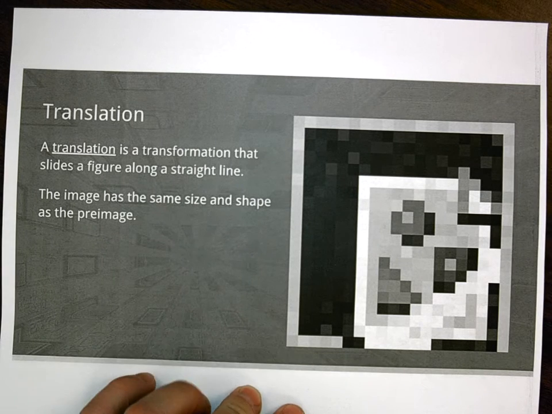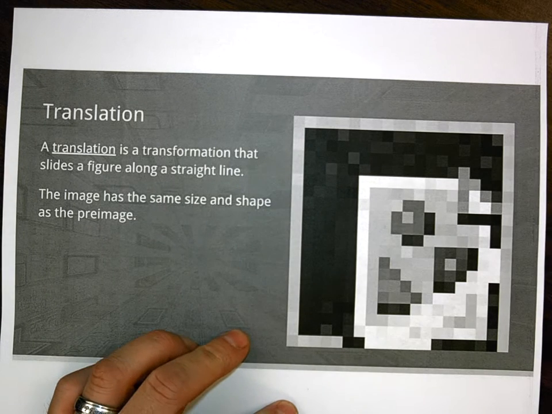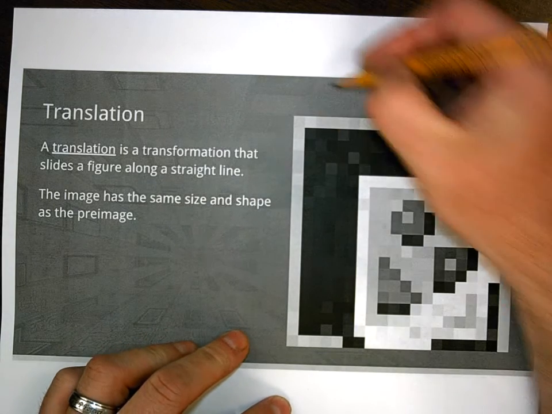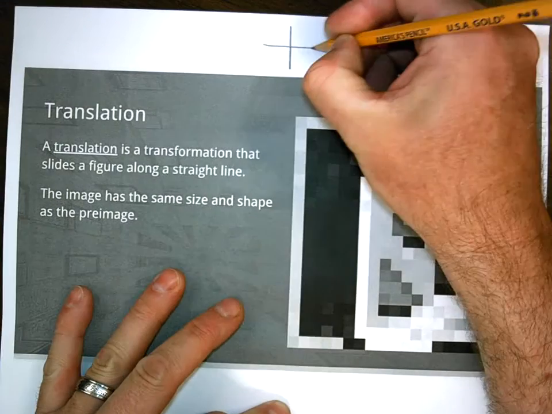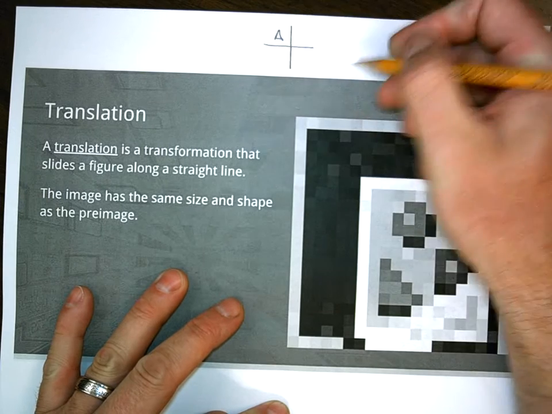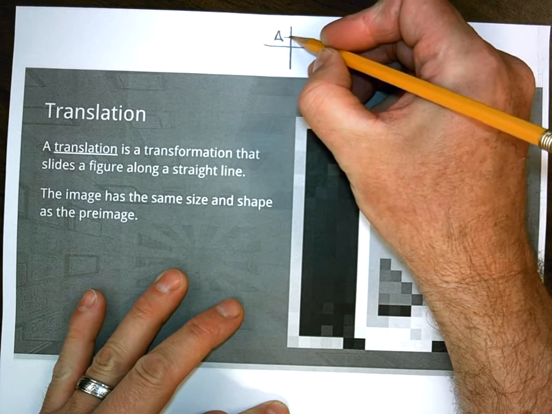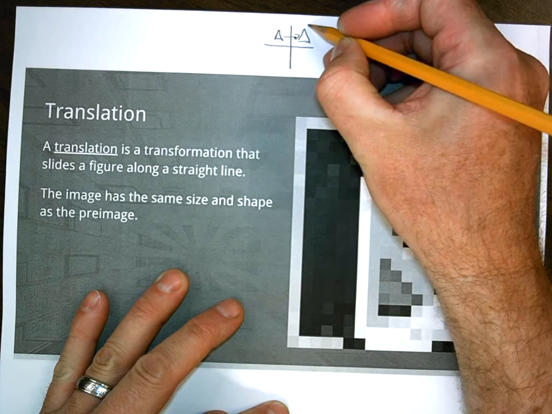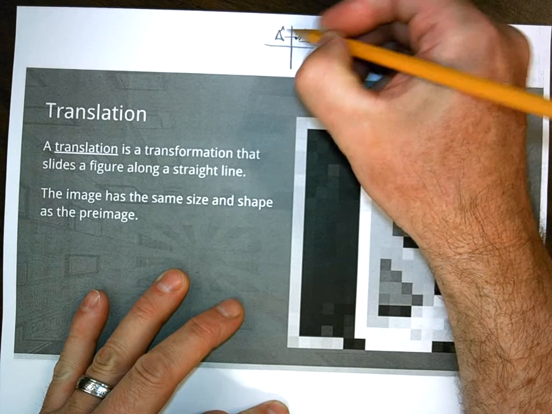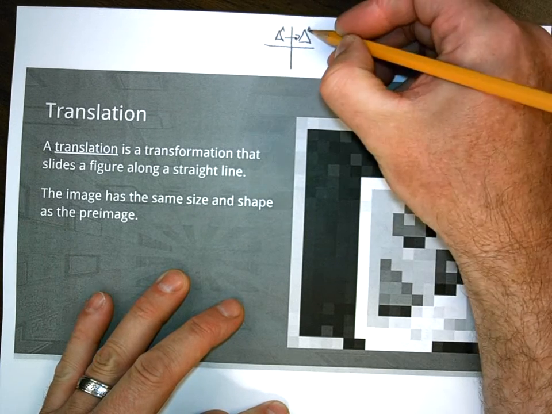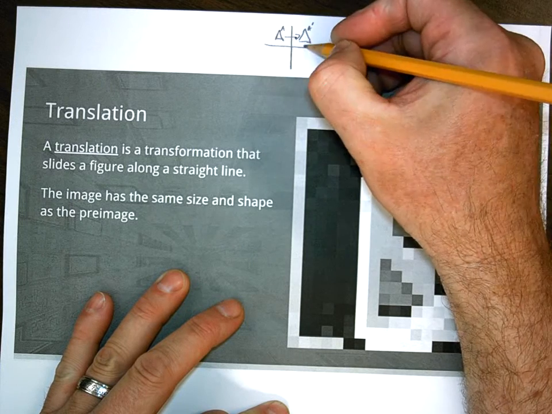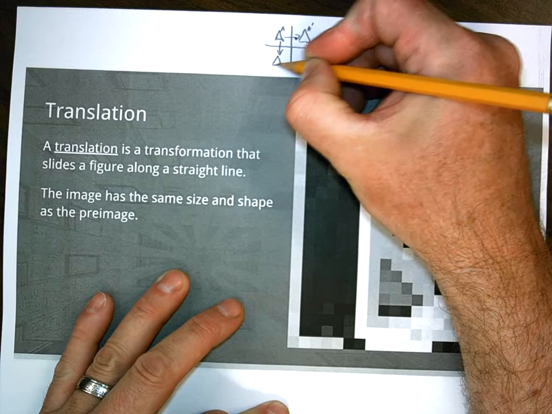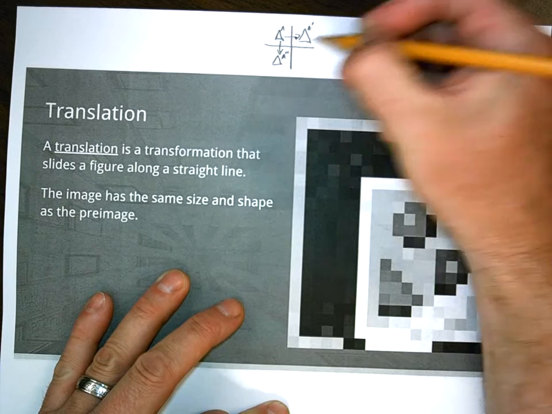A translation is a transformation that slides a figure along a line. So if I have a coordinate and I have a triangle here, I can translate it to the right and move it to the right. Now this was A, that's the pre-image, and then the image would have a little apostrophe. I could also translate it down. I could translate it up too, but right now I don't really have any farther I could go.